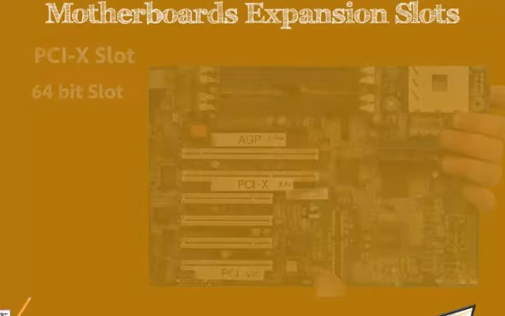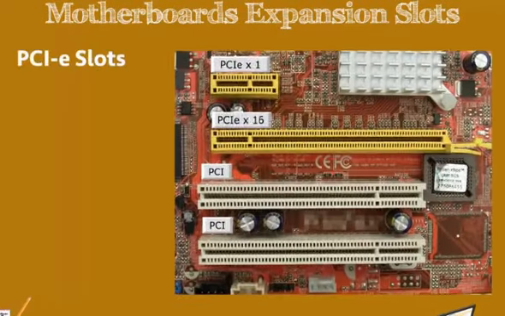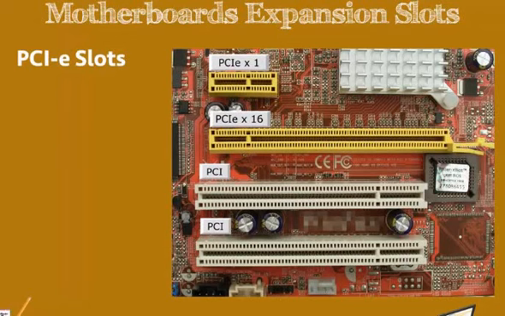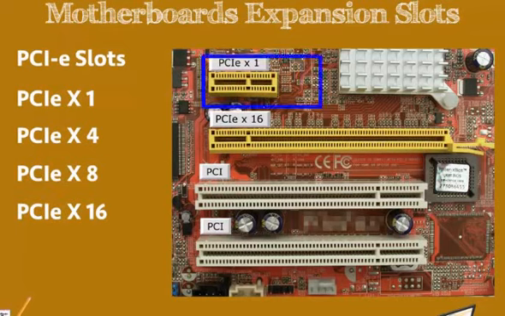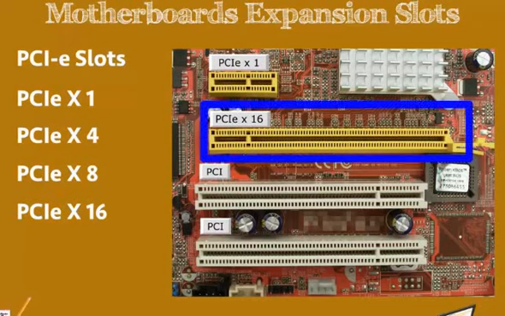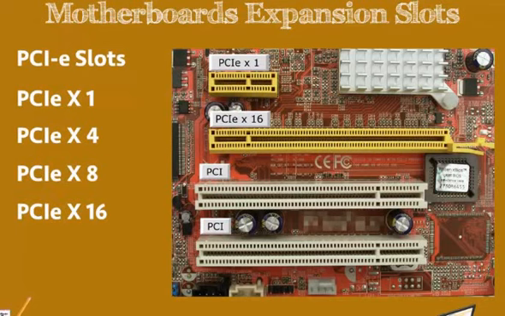The last version of PCI slots is the PCIe slots. These come in different sizes. They are PCIe X1, X4, X8 and X16, and that is how many times faster it is than just the X1. So when we compare the X1 versus the X16, the X16 will have 16 times more bandwidth going across this slot than the X1 slot. As you can see, the X16 is much longer, whereas the X1 is just a small slot.